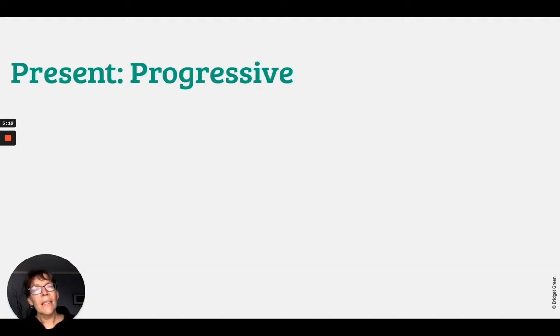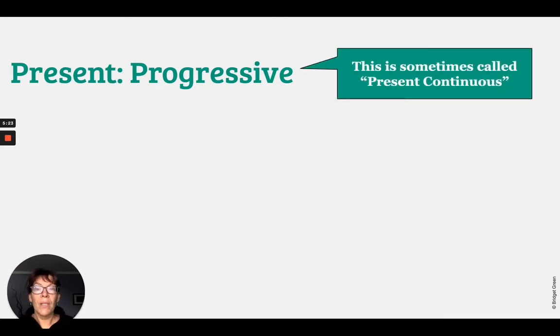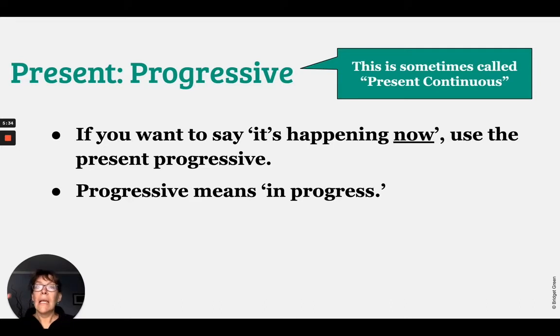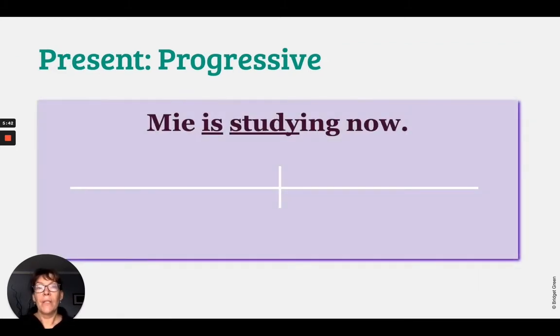Right, now let's think a little bit about the present progressive. It's also called the present continuous. And if we want to say that something is happening now, we use the present progressive. Progressive means in progress, now. Okay, and it is the be verb plus the verb ing. So here's an example. Mie is studying now.